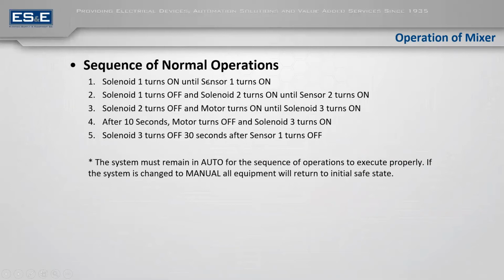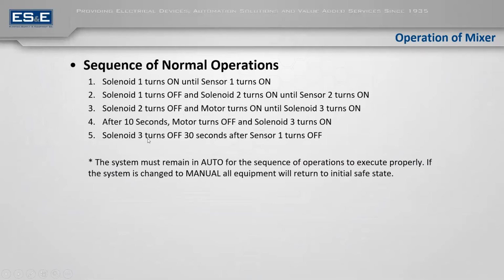So solenoid turns on until sensor 1 is on, the first solenoid turns off, then the second solenoid will turn on until sensor 2 is turned on. Once sensor 2 gets hit, solenoid 2 turns off, the motor will turn on and mix the two solutions together. It will stay mixing until the third solenoid turns on. So after 10 seconds, which I have, the motor will turn off and turn on solenoid 3. So we have this delay in here, so we're going to mix for a configurable time.